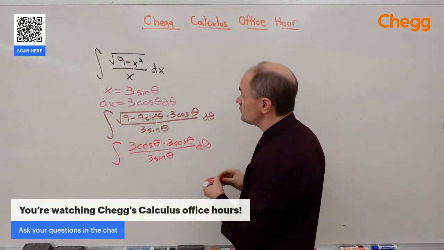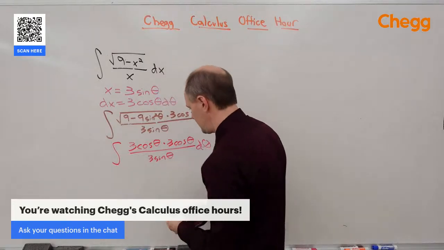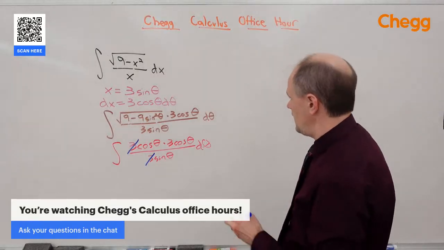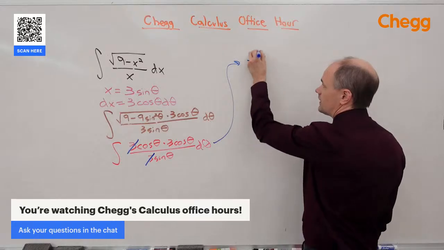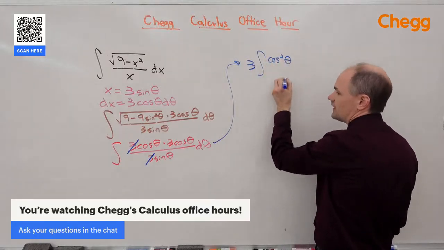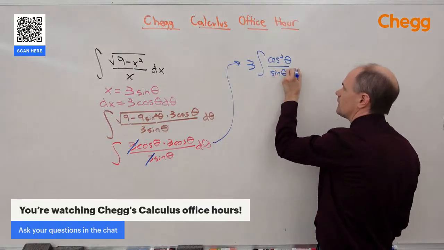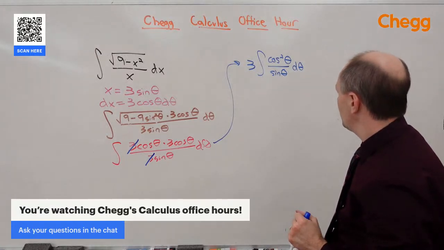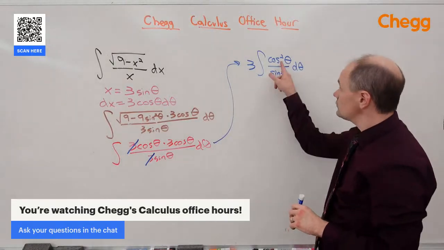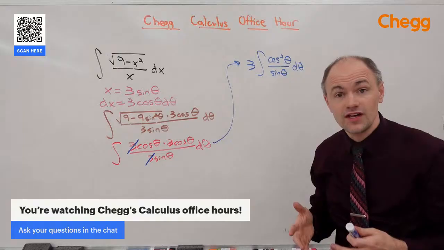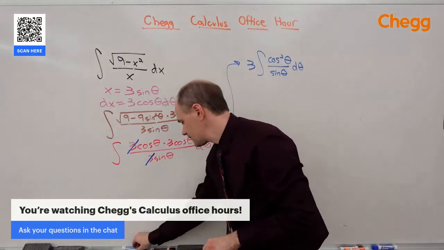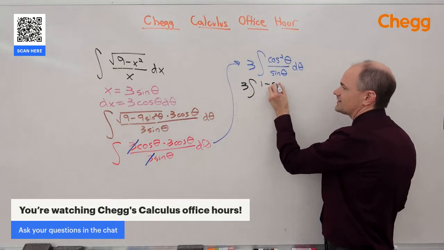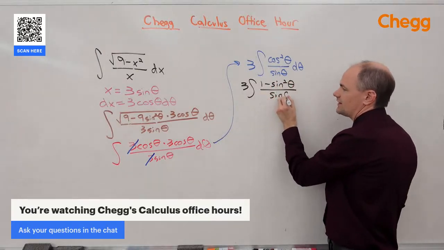Well, this is nice because we can reduce out one of the 3's. And we're going to end up with 3 times the integral of cosine squared theta over sine of theta d theta. What are we going to do from there? Oh, I know what we can do from there. We're going to use another trig identity and split up this cosine squared, because cosine squared is 1 minus sine squared. So let's rewrite this as 3 times the integral of 1 minus sine squared all over the sine of theta d theta.